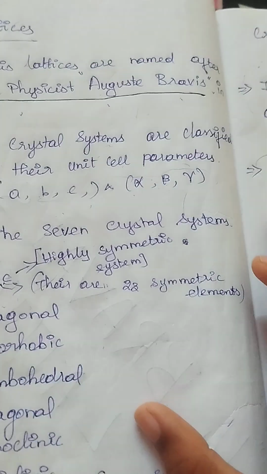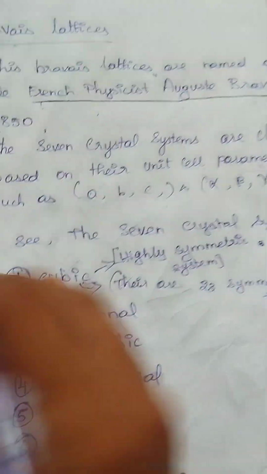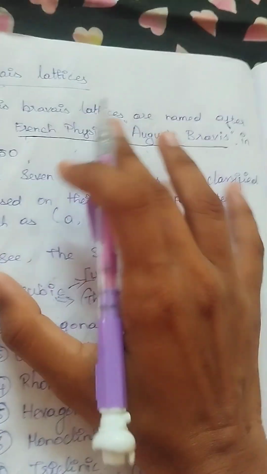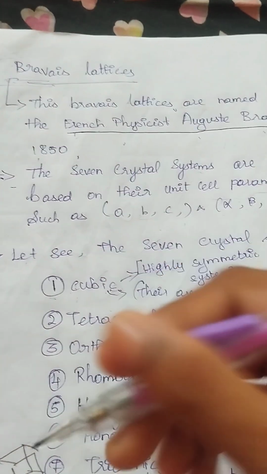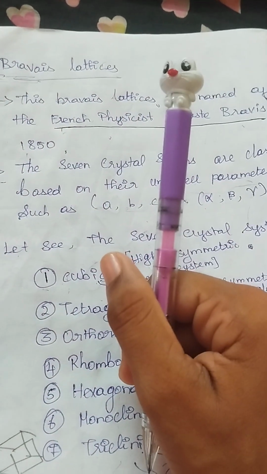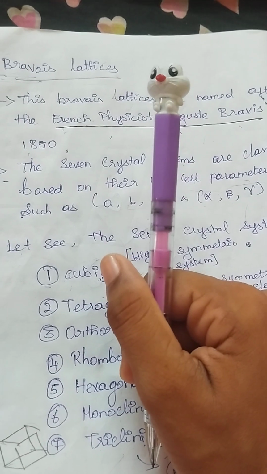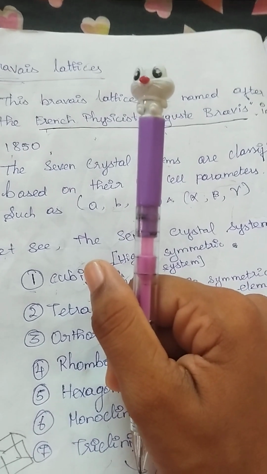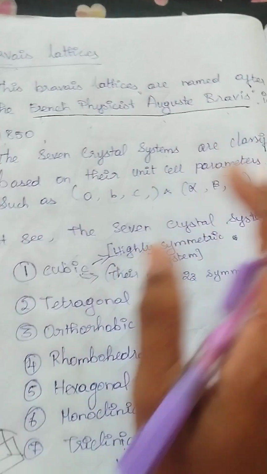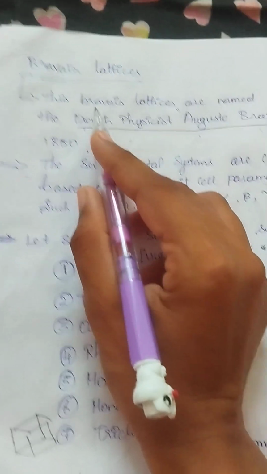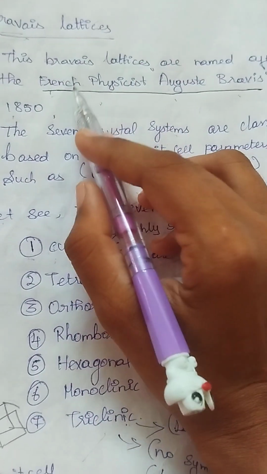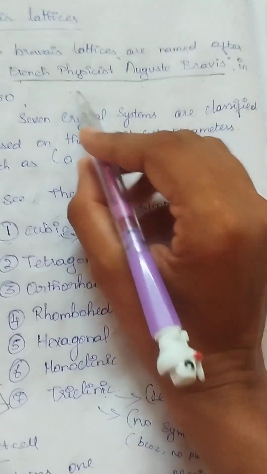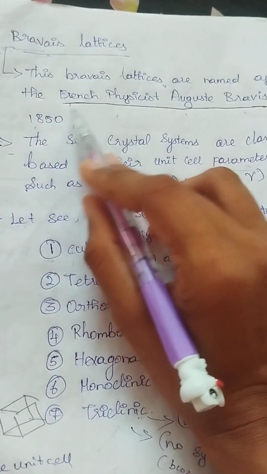Okay, now let's see the introduction. Why are these Bravais lattices used? If we have a crystal and want to find out information about it, how will we get it? That is what we are seeing now. Who introduced this concept? The concept was introduced by the French physicist Auguste Bravais in 1850.